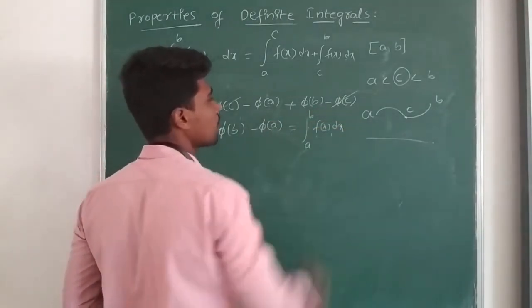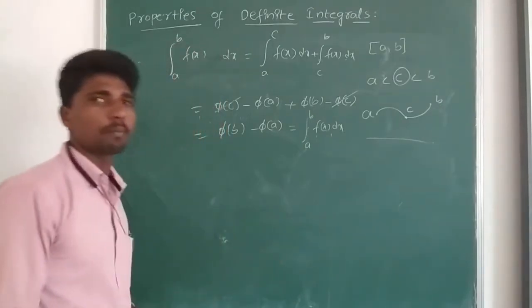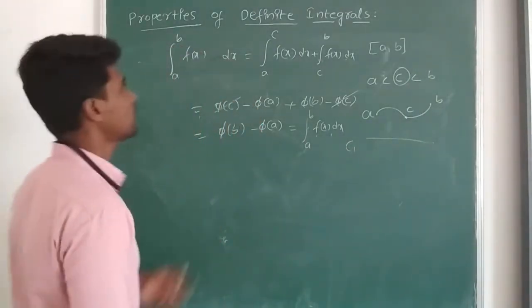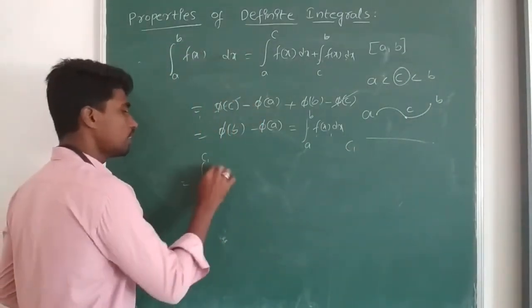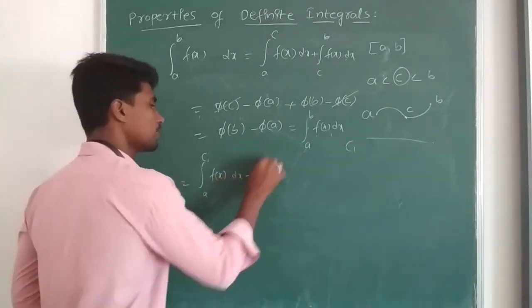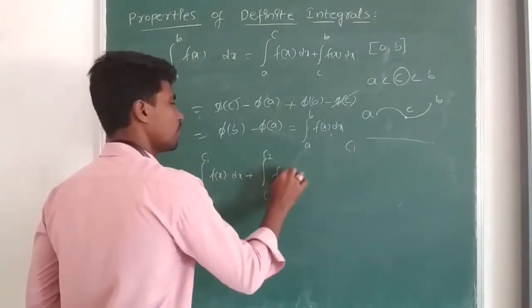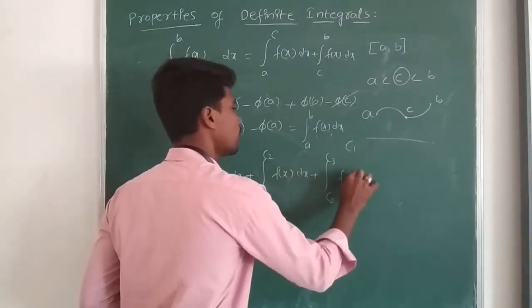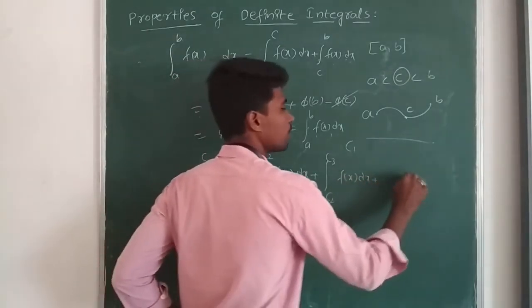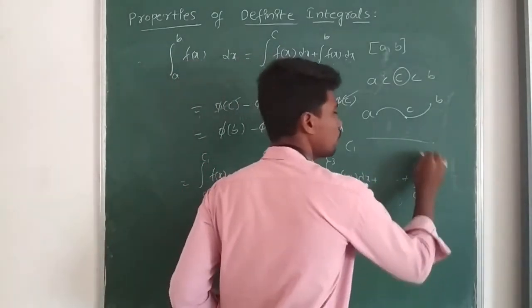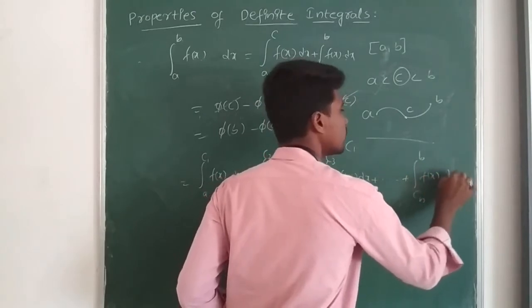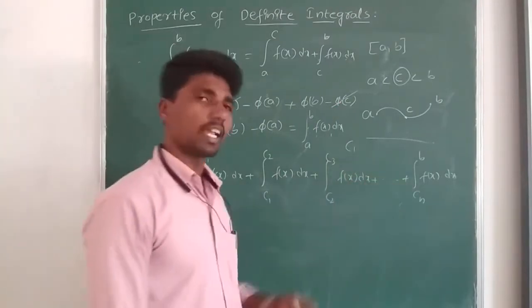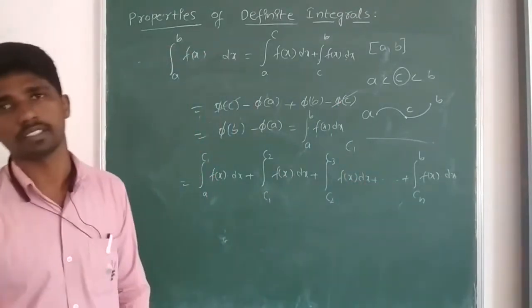integral a to b f of x dx. So not only one point, we can consider many points. If I consider the points c1, c2, c3, c4, c5, then I can write the given integral as integral a to c1 f of x dx plus integral c1 to c2 f of x dx plus integral c2 to c3 f of x dx, and so on, plus integral cn to b f of x dx. So I can consider n parts lying in between a and b, and split my given integral into that many parts.